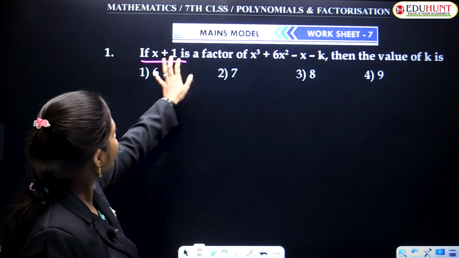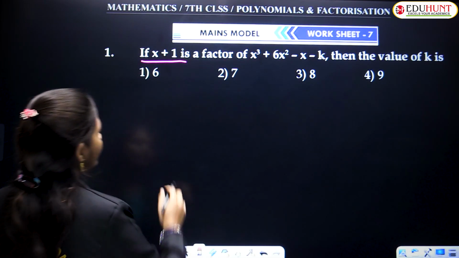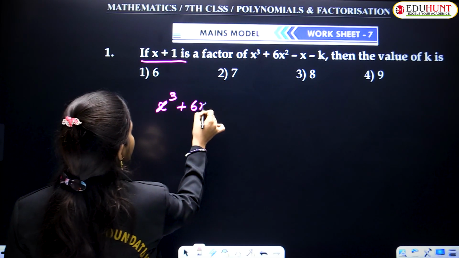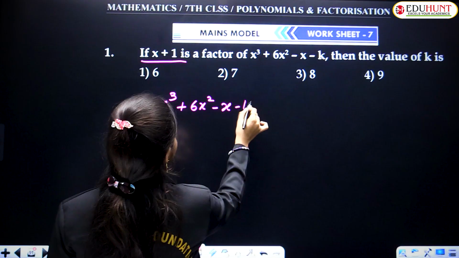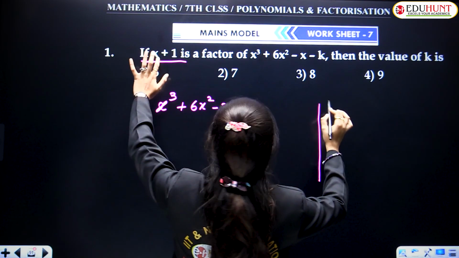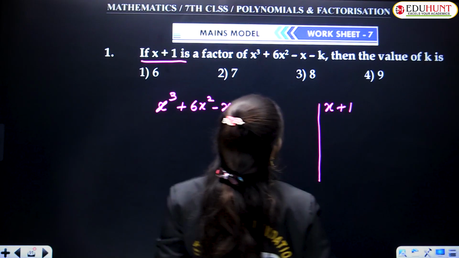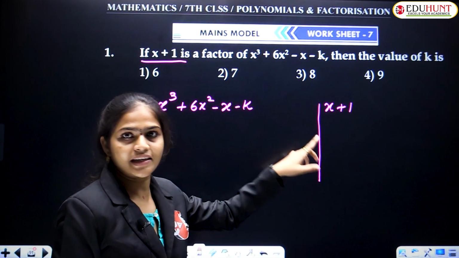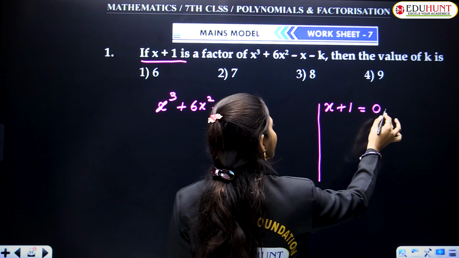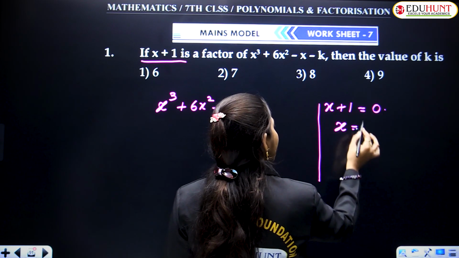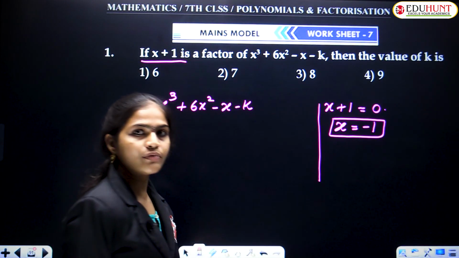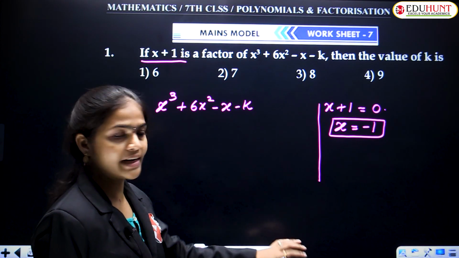If x plus 1 is a factor of x cube plus 6x square minus x minus k. Here, what is the factor they have given? X plus 1. So x plus 1 is a factor. From this, find the x value, which is equal to 0, then x is equal to minus 1. Understand? What value did we get here? X is equal to minus 1.